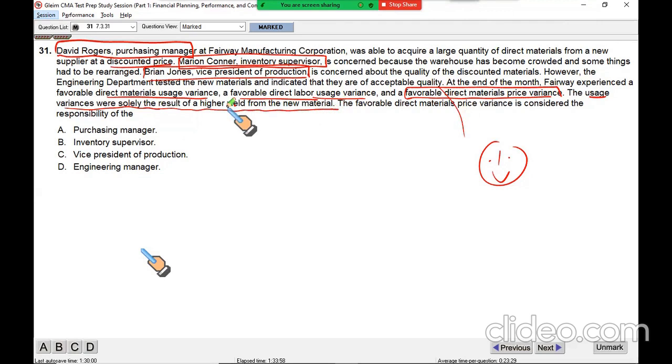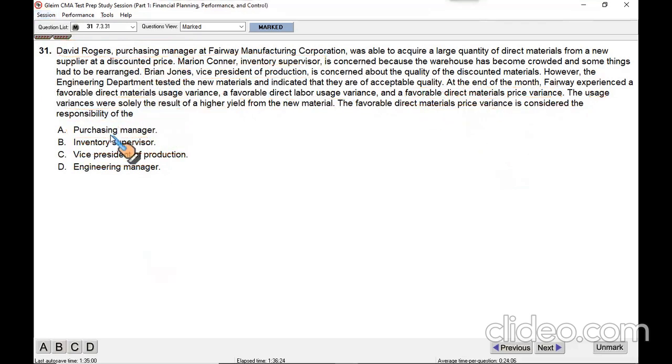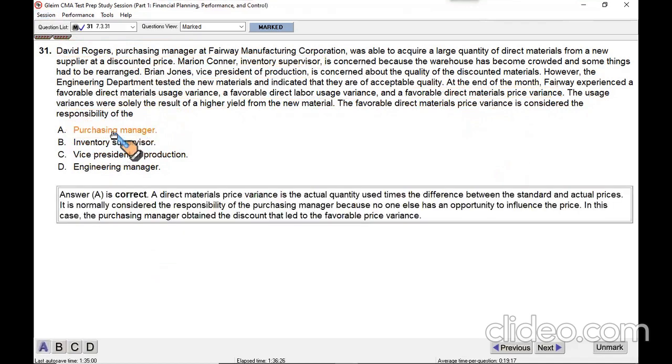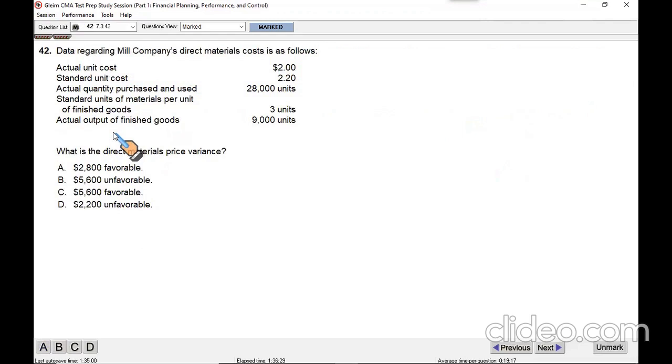Now, if you want to reward or assign who is responsible, the favorable direct material price variance is considered to be the responsibility of the purchasing manager. Purchasing manager is the person who purchased these materials at a very good price. So he's the one who is responsible, not inventory supervisor, not vice president, not engineering. Only he is responsible for the price variance because he got this material at a discounted price. That makes a clear understanding that the price variance should be attributed to the purchasing manager.